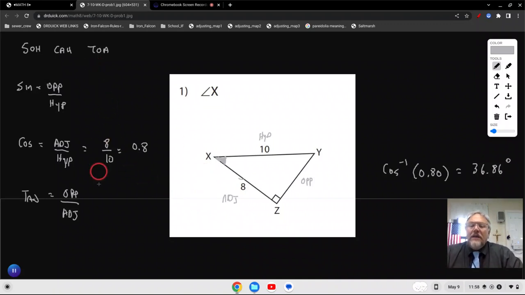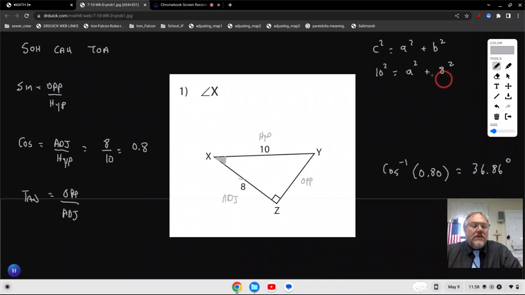Now, to find the other one, you've got to find the other side. To do that, you use the Pythagorean theorem. You're going to say C squared equals A squared plus B squared. C squared is the hypotenuse, so I'm going to put 10 squared equals A squared, and I'm going to say this is A. Opposite is A. I don't know what it is, so I'm just going to put A squared, plus my B squared, in this case 8 squared.